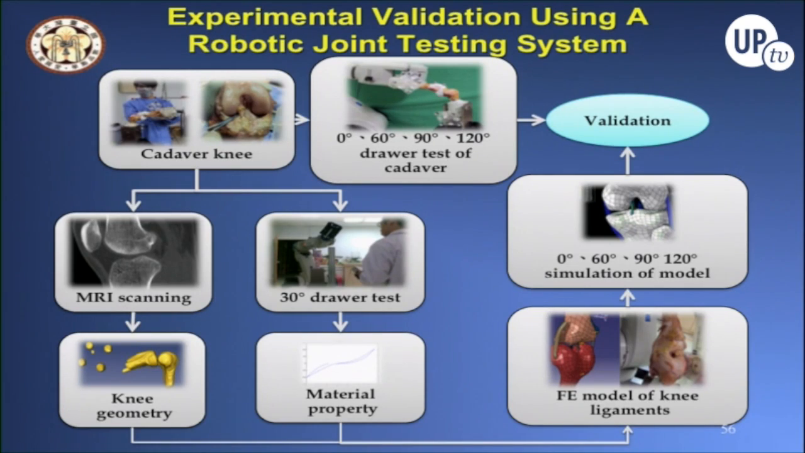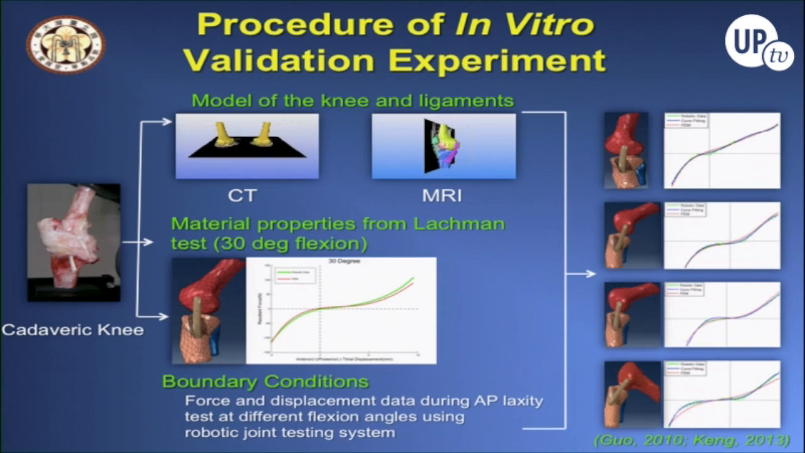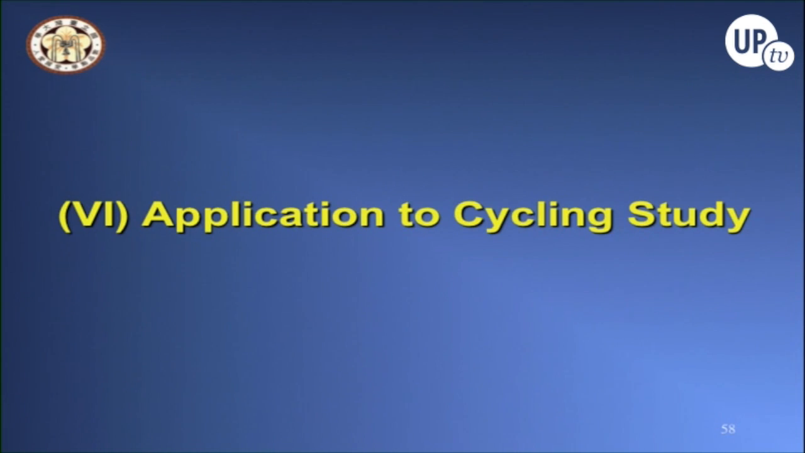So we did the experiment for 0, 30 degrees, 60 degrees, 90 degrees, and 120 degrees during the drawer test. We measure force and displacements. And we use only the 30 degrees to simulate the Lachman test to fine-tune the mechanical properties. And once we have that, we can then use the finite element model to analyze these other angles as a validation. So we use 30 degrees to fine-tune the parameters, and we check whether these are okay when compared to data from other angles. And so basically, we try our best to validate the finite element analysis procedure.